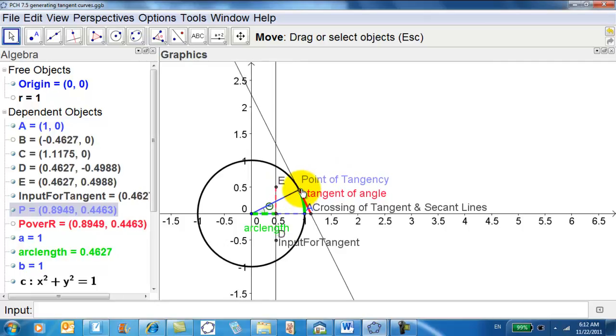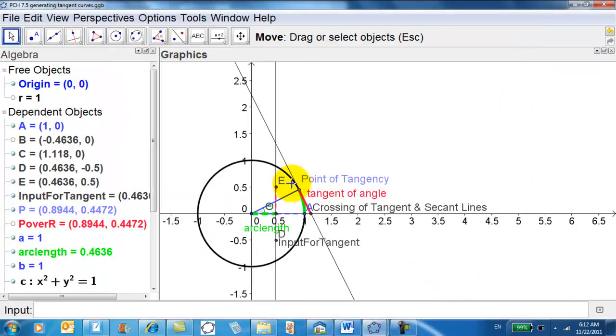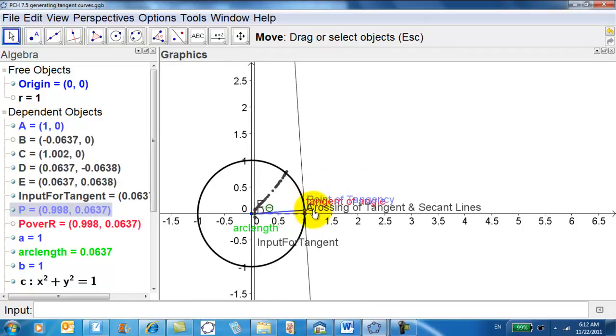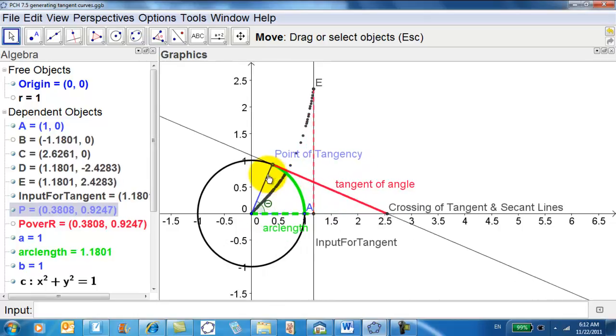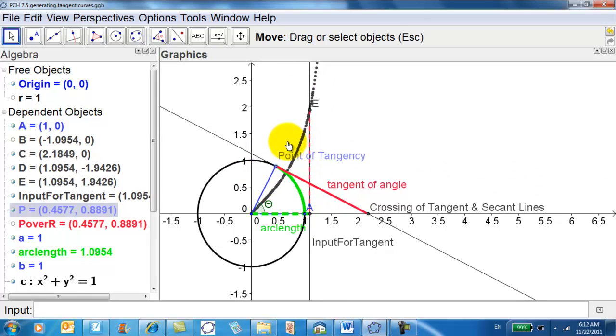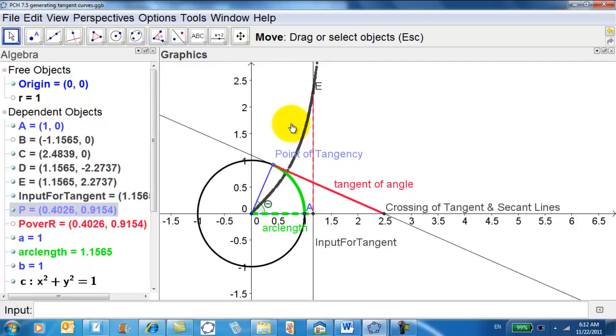Now to actually see the shape of the graph, we can do a trace on E. So let's look at point E here, and do show trace. Okay, here we go. There's that 0 we're talking about, but here we have a very steep increase as that line goes way off there. See that? So there, that's the shape of the tangent graph.